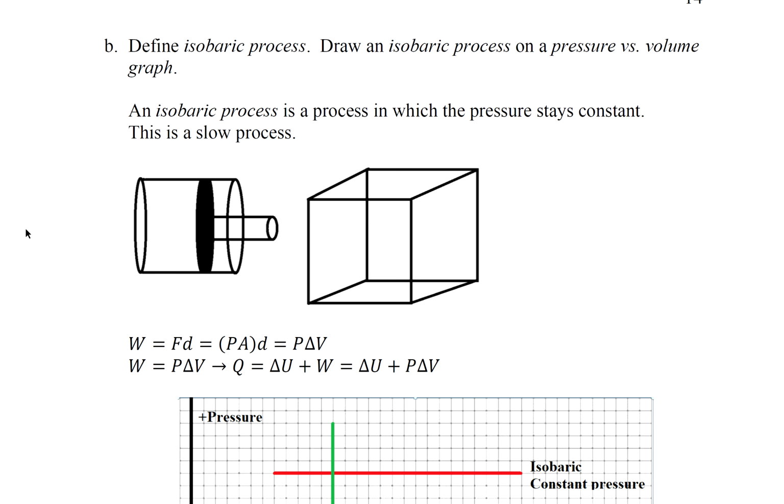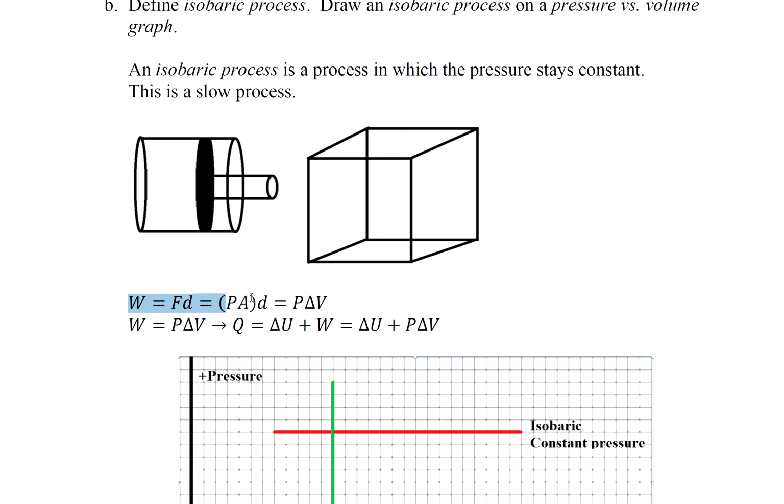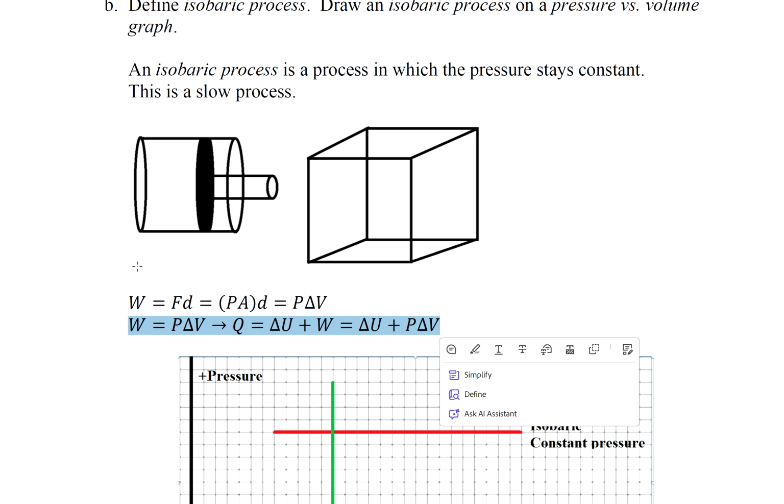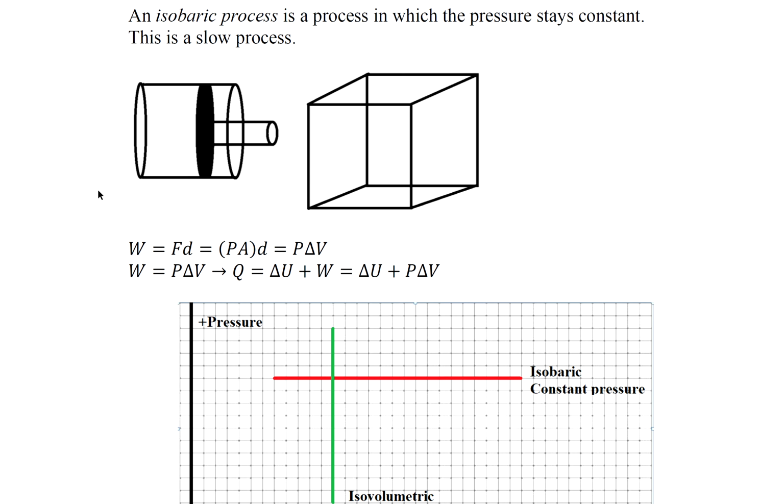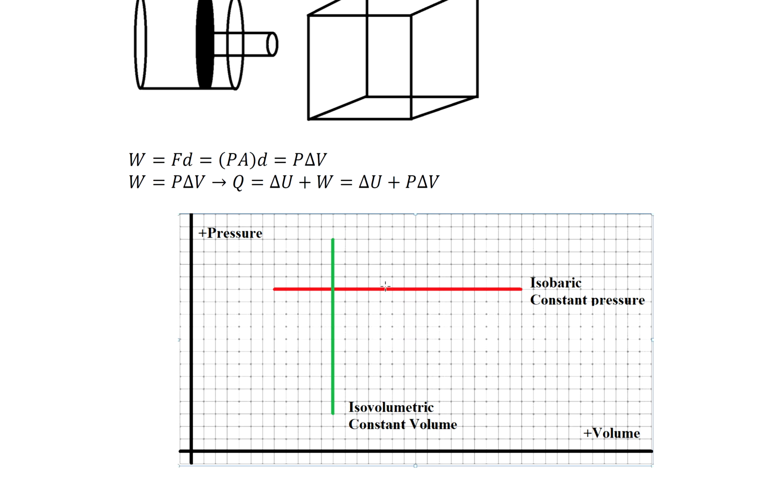Part B, define isobaric process. Draw an isobaric process on a pressure versus volume graph. An isobaric process is a process in which the pressure stays constant. This is also a slow process. So remember this equation. Then we could put it into this equation. So work is equal to delta U plus P delta V. That's only if it's isobaric. So an isobaric process is a horizontal line in a pressure versus volume graph.